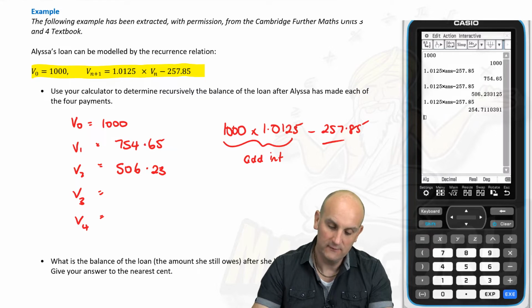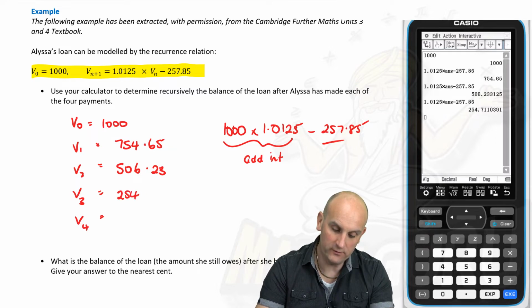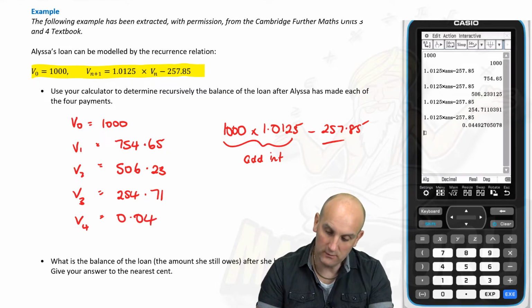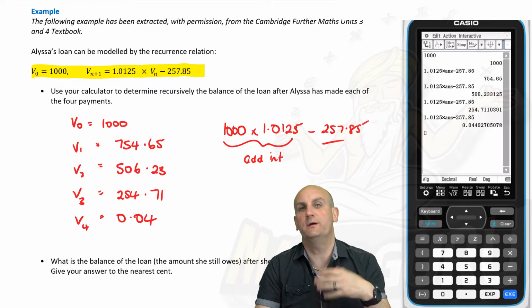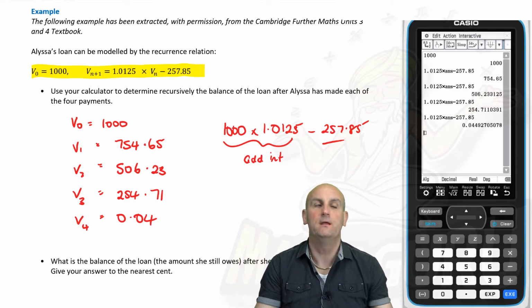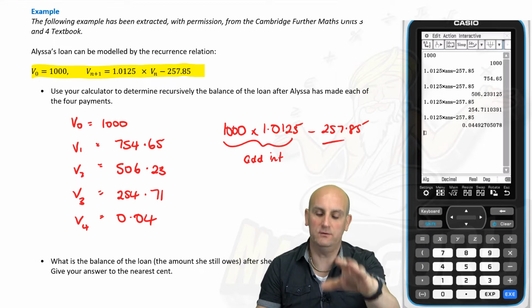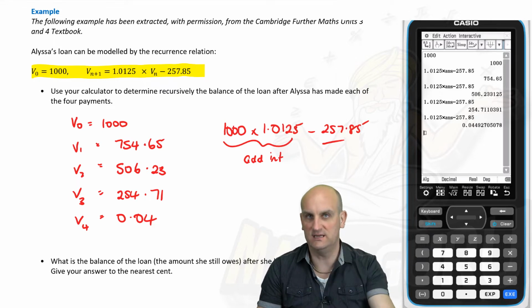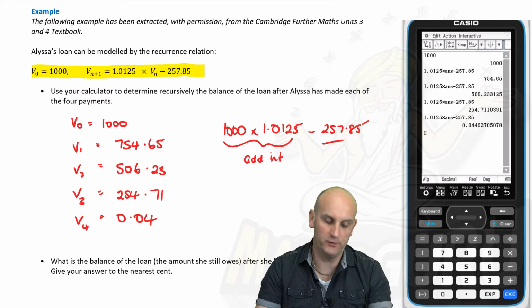$506.23, $254.71, and then, well, basically 4 cents. Oh no, yes, 4 cents. Now you'll notice by doing it on my calculator, I'm leaving all of those decimal points in. Makes life easier because if you round the first value, you're going to get the second value slightly wrong. You keep rounding, you're going to end up with rounding errors. Not a good idea at all.